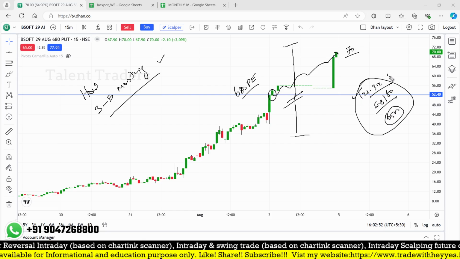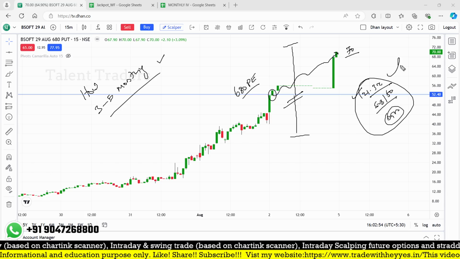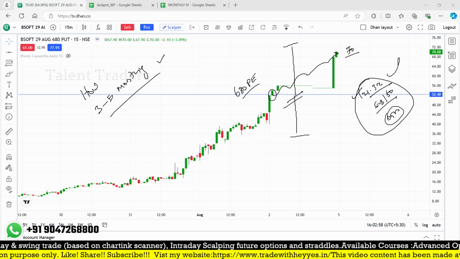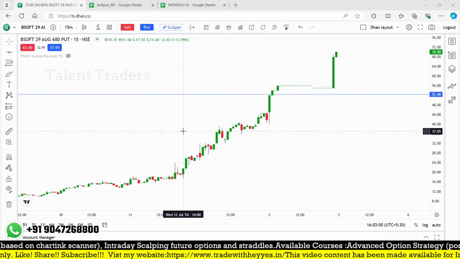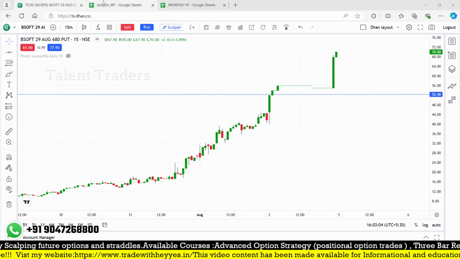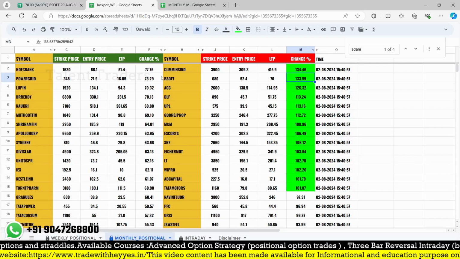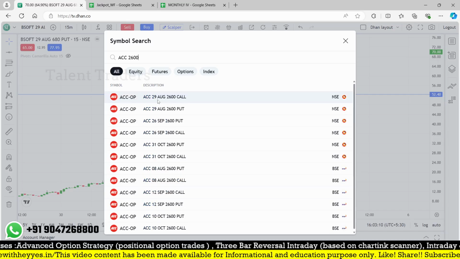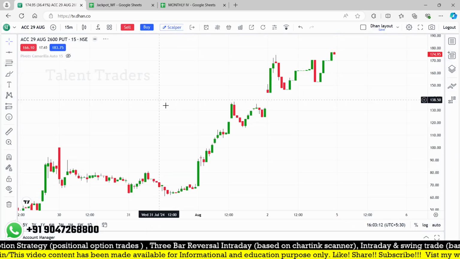You can apply any one of these strategies as per your convenience, your capital and your risk ability. But this is the second opportunity. The first one was missed, and this is an opportunity where I found it's a valid trade, ACC 2600. Let me check the ACC 2600 put option where I am just looking for an opportunity.